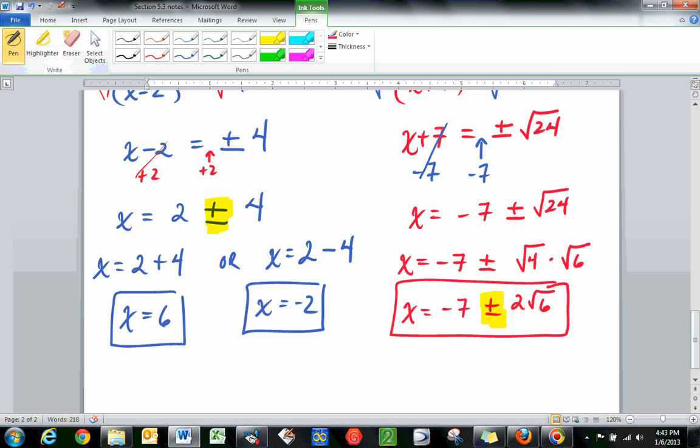So one of the skills that you're going to want to learn that is extremely important before you get to your unit test on solving quadratics is how to recognize when to use square roots and when to use factoring to solve the different types of quadratic equations. That is going to be an extremely important skill that you're going to need to develop as we go further into this unit. Okay?